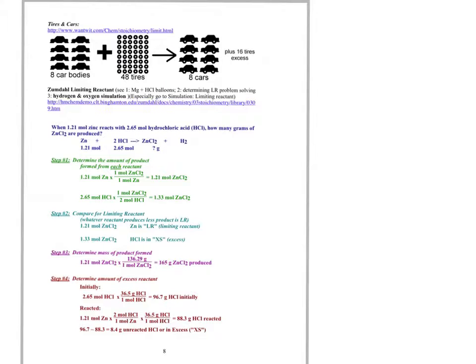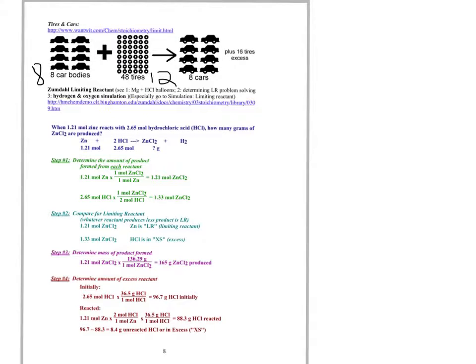You can think of step 1 and step 2 in this way. How many cars can I make from 8 car bodies? Well, I can make 8. How many cars could I make from 48 tires? Well, 4 tires for a car, 4 goes into 48, 12 times.